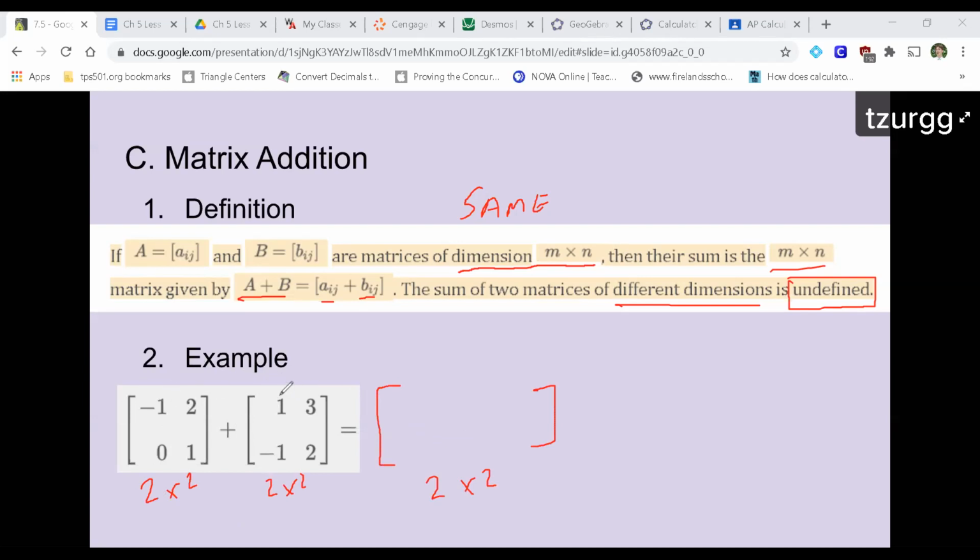-1 plus 1 will give me my first row, first column. 2 plus 3 for the top right. 0 and -1 for the bottom right. And 1 and 2 for the bottom. Whoop, I said bottom right. That's bottom left. 1 and 2 for the bottom right.